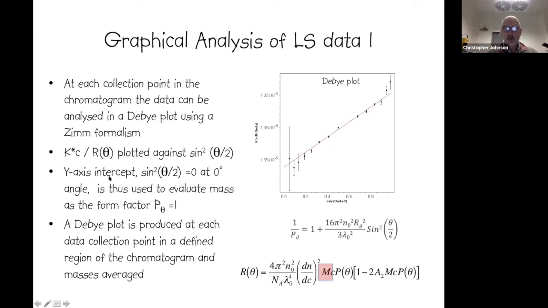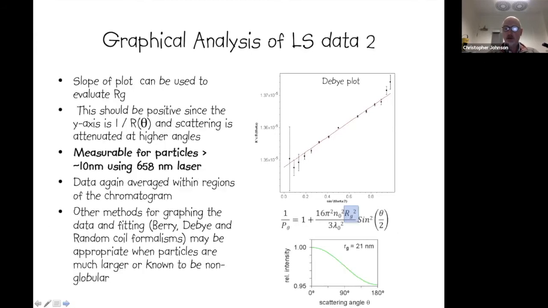So what we do is we use the y-axis intercept of this Debye plot, which is then extrapolated to 0 angle, because under those conditions, then this attenuation of the scattering as a function of angle reduces to 1, since this whole term here becomes 0. So we evaluate the mass by extrapolating the intensity of scattered light to 0 angle, and then inputting that into the Rayleigh type equation along with our measurement of concentration. And a Debye plot can be plotted for each data point within a particular region of the chromatogram.